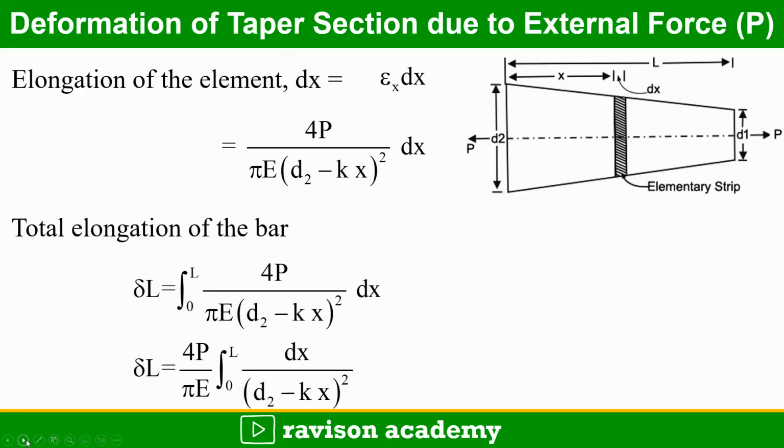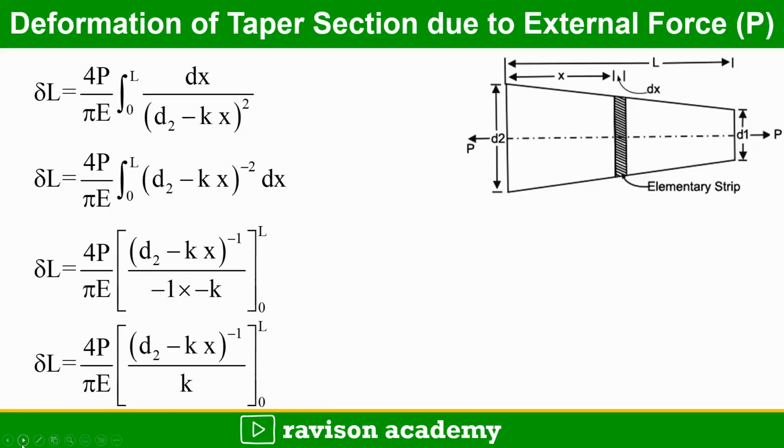The elongation of the element dx is epsilon x into dx. We know epsilon x, that is 4P divided by pi E into d2 minus kx the whole square, into dx. The total elongation can be found by integrating this elongation between the limits 0 to L. So del L equals 4P divided by pi E, integrating between the limits 0 to L, dx by d2 minus kx the whole square.